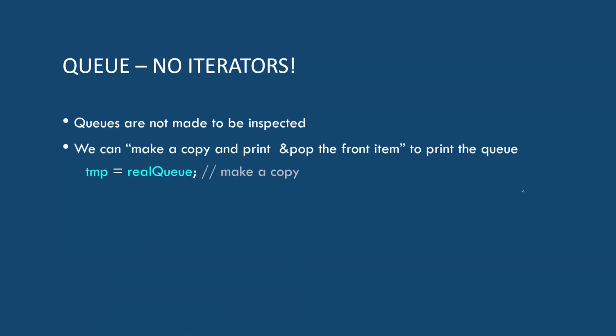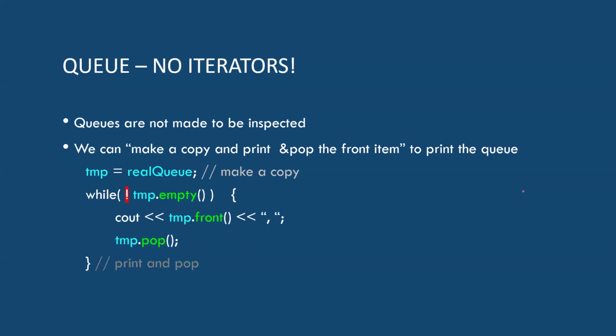We can't go through them to inspect them. All we can do, once again, is make a copy. And then while that temp copy is not empty, pop from the front, print and pop, right? Print and pop. Which is not something we usually do. Usually we just leave those things alone and take what's next in the queue. We don't normally try to print the whole thing out every time we change it. It's not a normal thing you do with the queue.